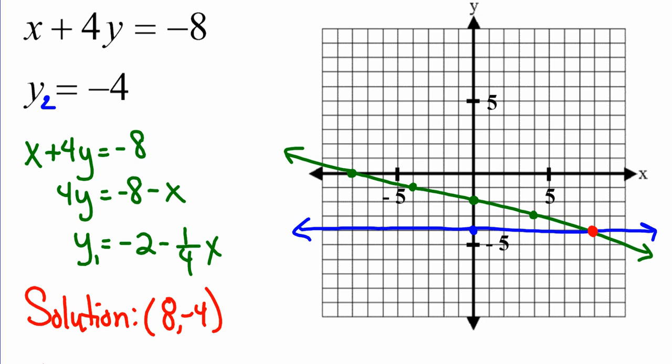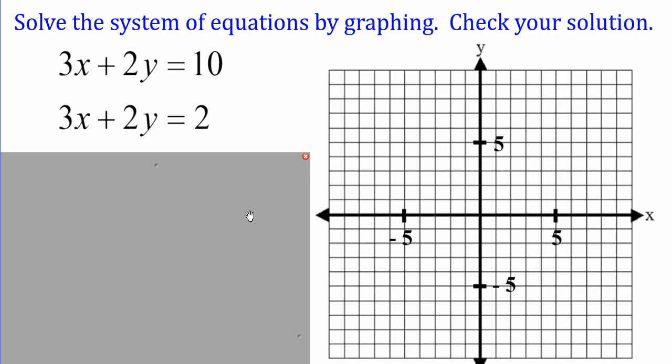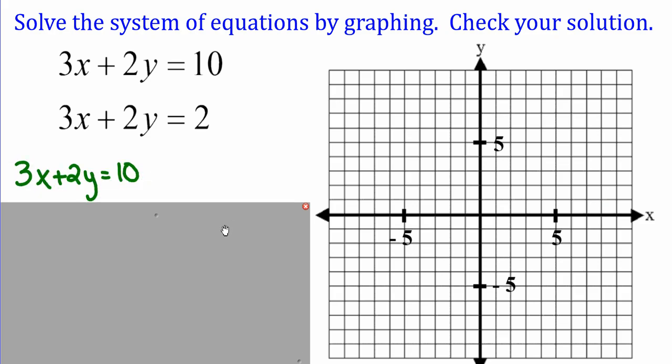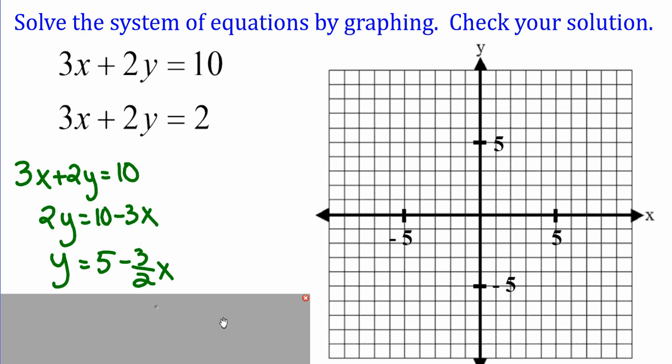All right, let's have you try one now. Can you solve this system of equations by graphing, and also check your solution? So we have two equations in standard form, and we're going to have to put them both into slope-intercept form so we can graph. So let's start with the first equation, 3x plus 2y equals 10, and we're going to undo that to get y alone, which means we're going to subtract 3x from each side of the equation, and then divide every single term by 2, which leaves us with y equals 5 minus 3/2 x.